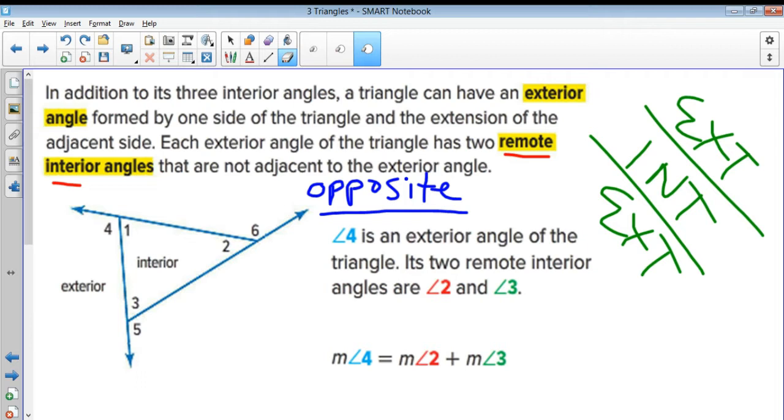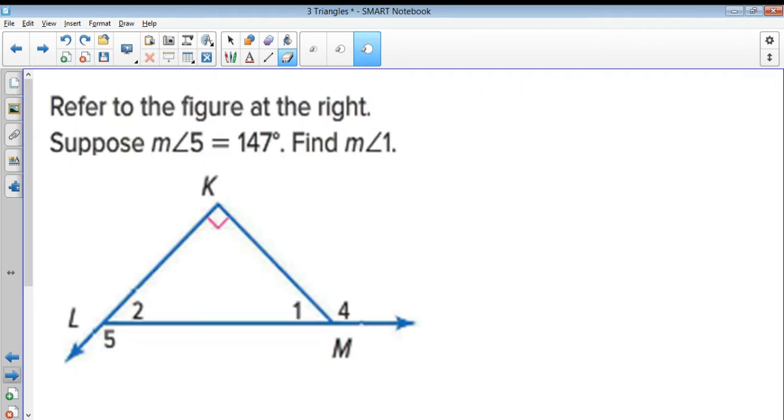Let's look at a real-world application here if we had this triangle. So let's say we have this shape. We know that the measure of angle 5 is 147, and we want to find the measure of angle 1. There's a ton of ways that you could think about solving this. Let's go through the most obvious. We know that angle 5 is a linear pair with angle 2. We see that right there.